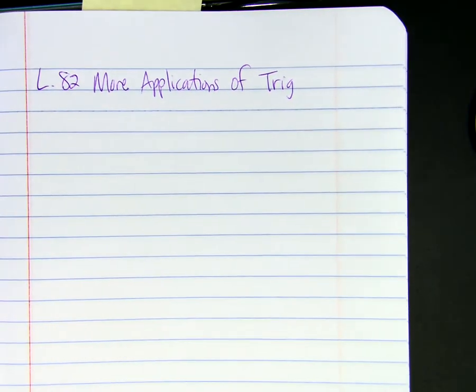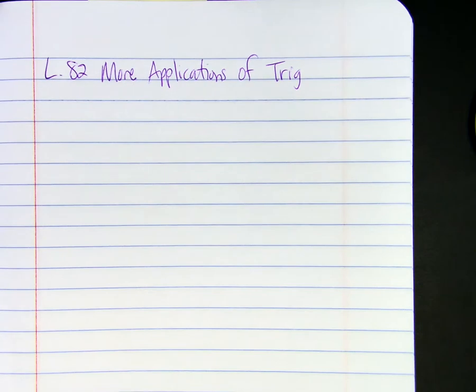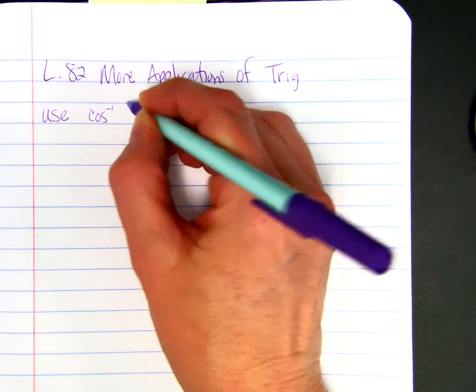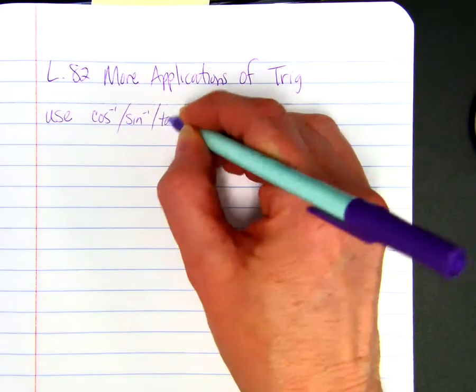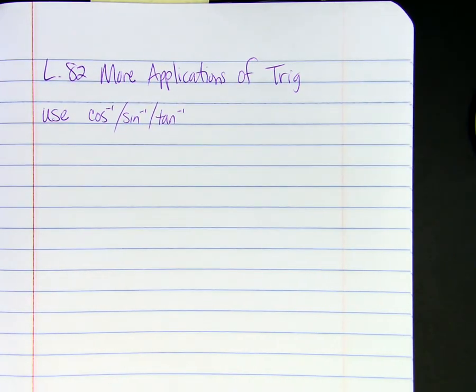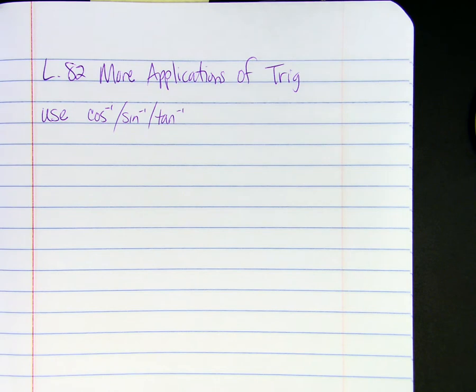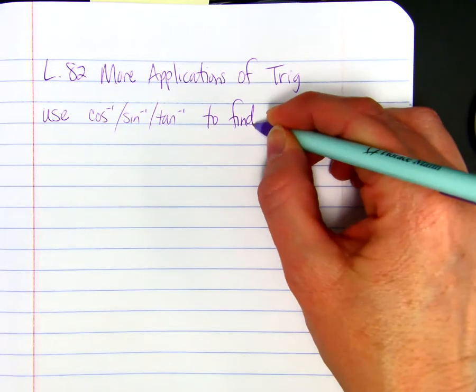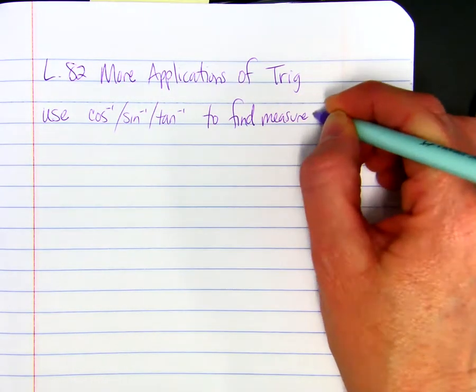So if you need to find the measure of the angles, you can use the cos inverse, sine inverse, or tangent inverse. Remember that sine is opposite over hypotenuse. If you know that fraction but you don't know the angle, you can just use the sine inverse of that fraction and it will give you the angle measure. In your calculator you have to make sure the mode is in degrees. If you're missing the measures of the angles, you're going to use the inverse.